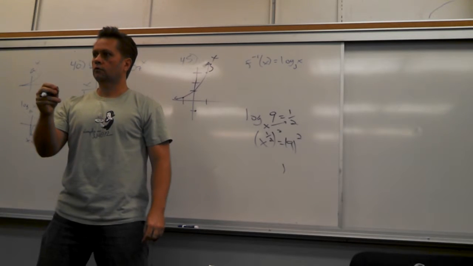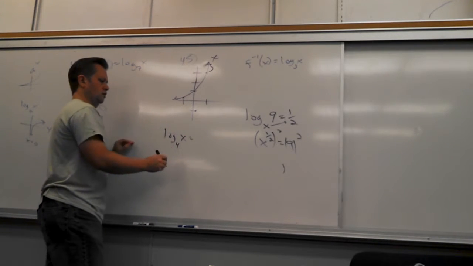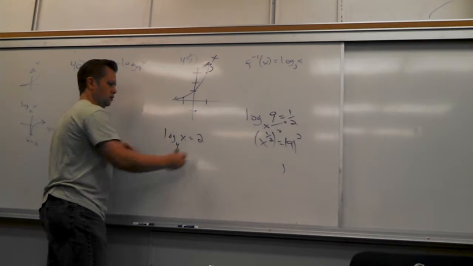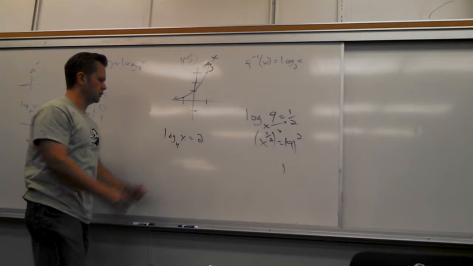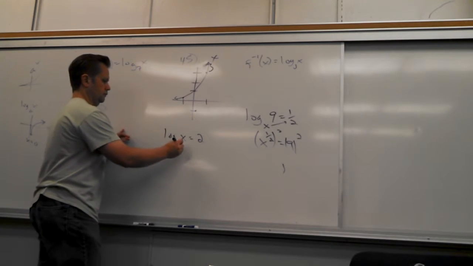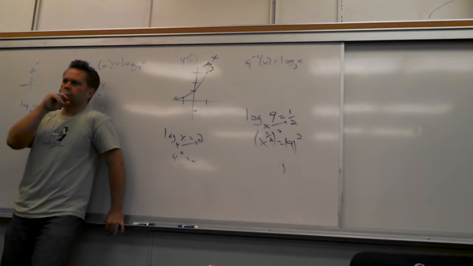Whenever it's like log base 4 of x equals whatever, how do you solve for the exponent? How do I rewrite it? So it would be 4 to the second equals x. Done, basically. 16. Yeah, done. Do you see what I mean?